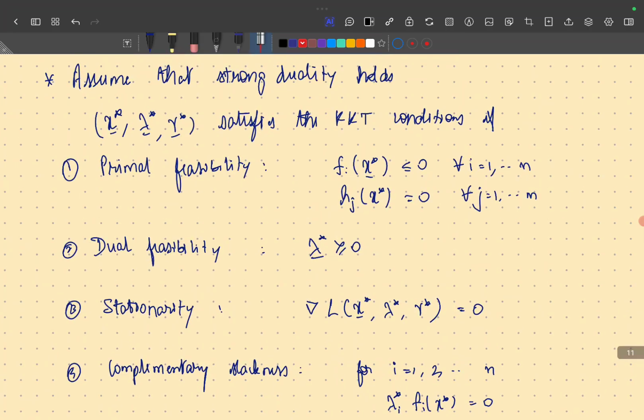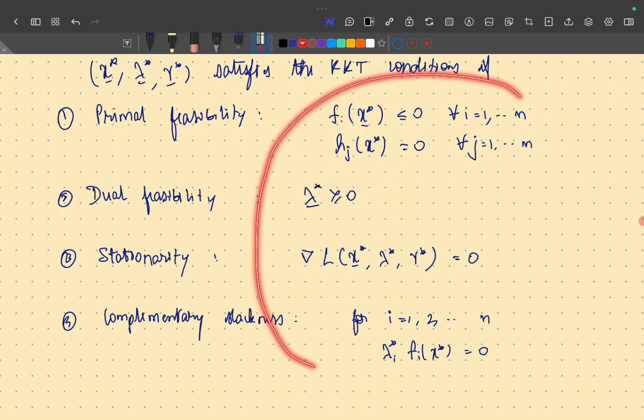The claim is that if the primal optimization problem satisfies strong duality, irrespective of whether it is convex or not, if I'm somehow able to solve for these KKT conditions, then I get a solution not just for the primal optimization problem, but also for the dual optimization problem. All right, does that make sense?